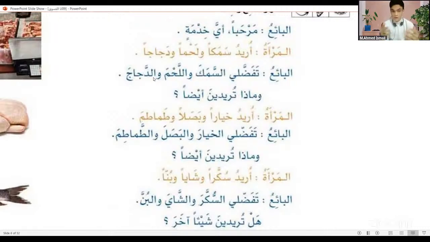وماذا تريدين أيضا؟ ماذا تريدين؟ Like we said before, ماذا means what? And of course, you have a verb after it, because after ماذا you have a verb, فعل, and after ما you have اسم, a noun. So ماذا تريدين أيضا? What do you want? أيضا we say "else" or "also" in general. المرأة said أريد خيارا وبصلا وطماطم.